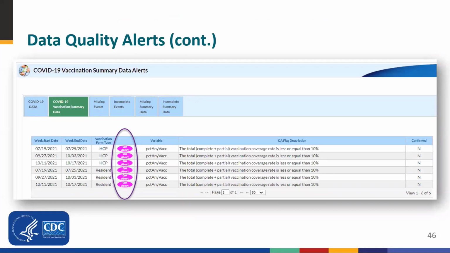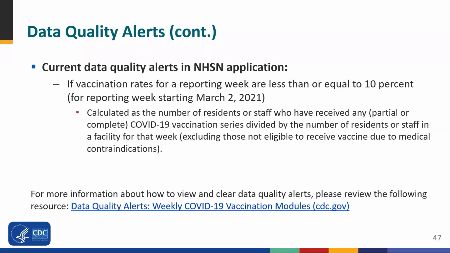A table with information about the quality assurance alerts will be displayed, including the reporting week, which form the alert is referring to, and descriptive information about the quality assurance flag that has been generated. Select the pink QA alert icon to view and edit data. A current data quality alert in the NHSN application generates if vaccination rates for a reporting week are less than or equal to 10% for the reporting week starting on March 2nd.